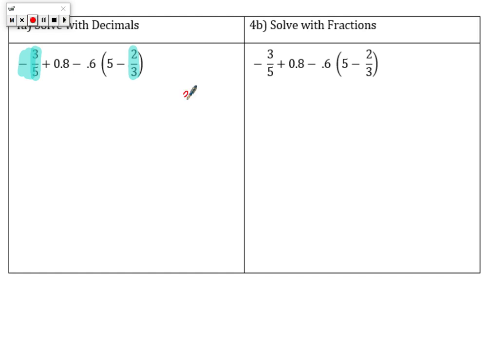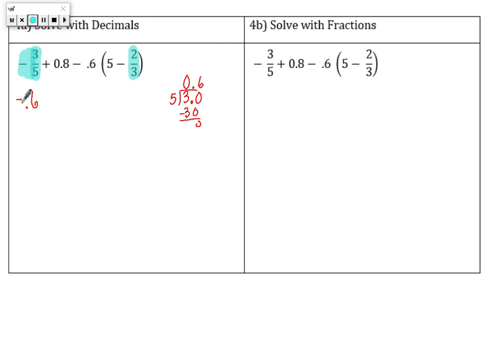3/5 is worth the same as 3 divided by 5. 5 doesn't go into 3, so it goes in 0 times, and I added the decimal and the 0. 5 goes into 30 6 times. 6 times 5 is 30, so I'm done. So I know this is worth 0.6.